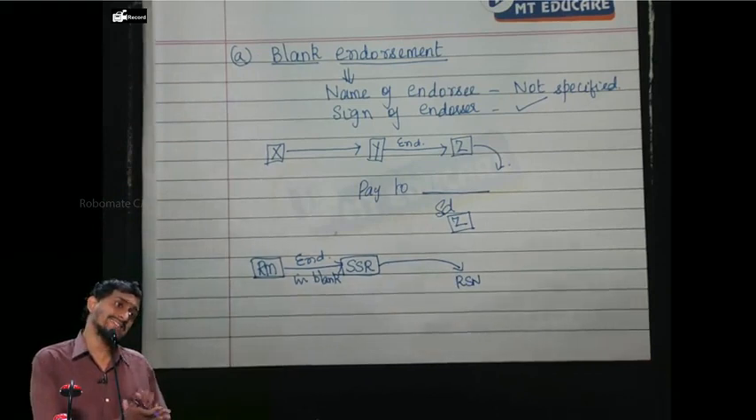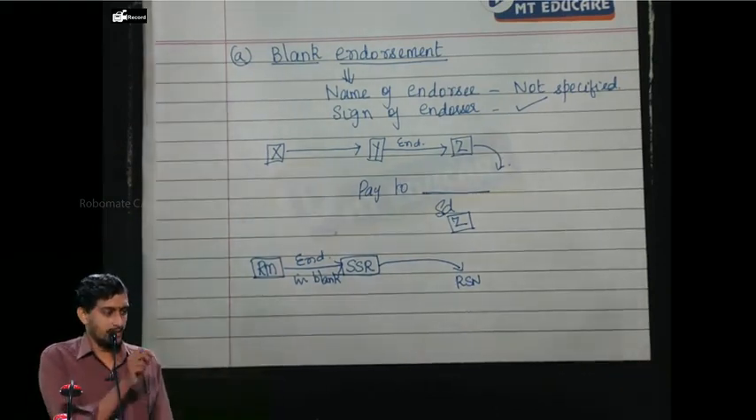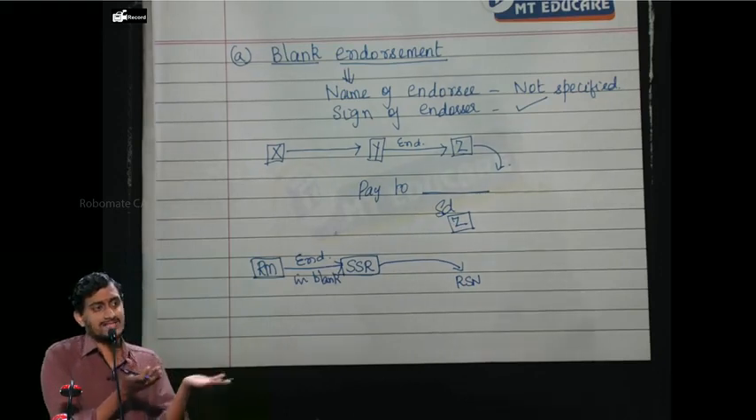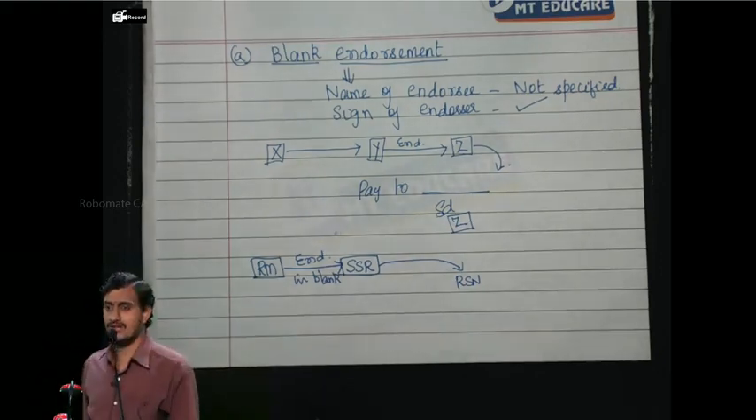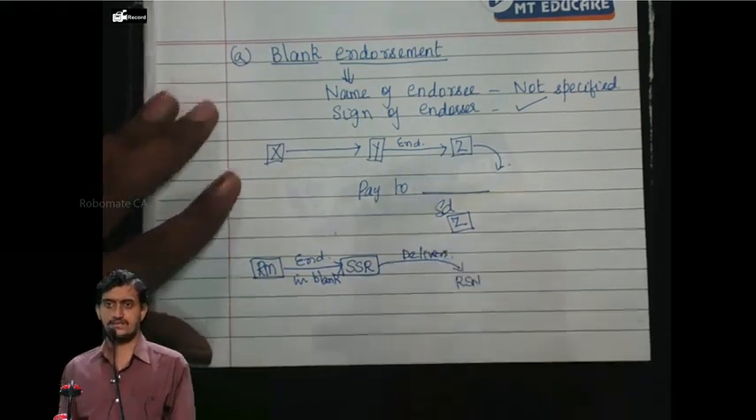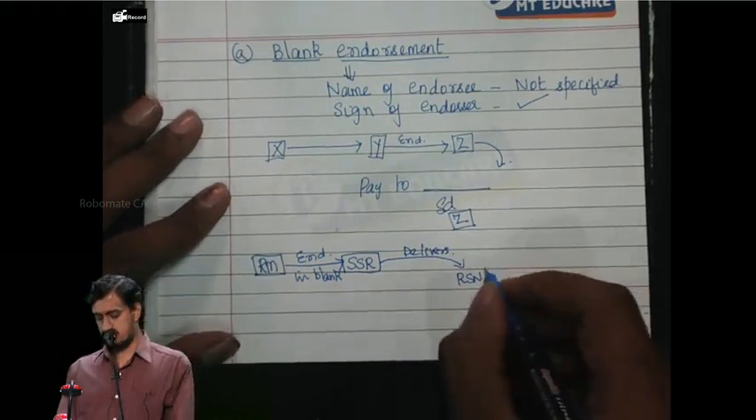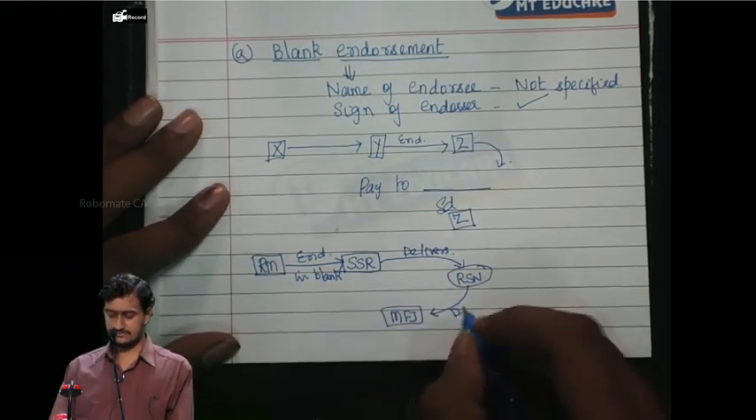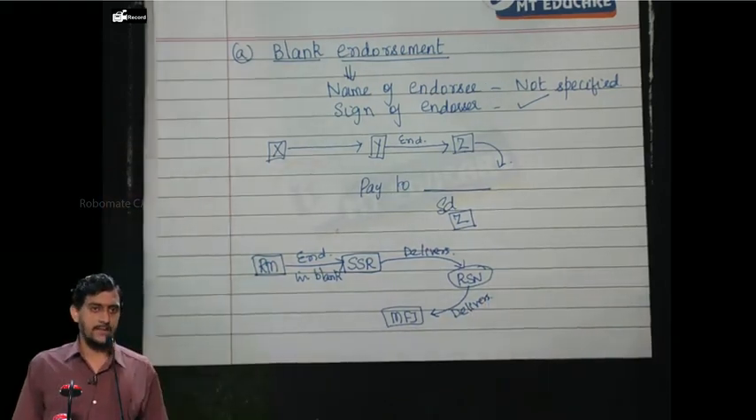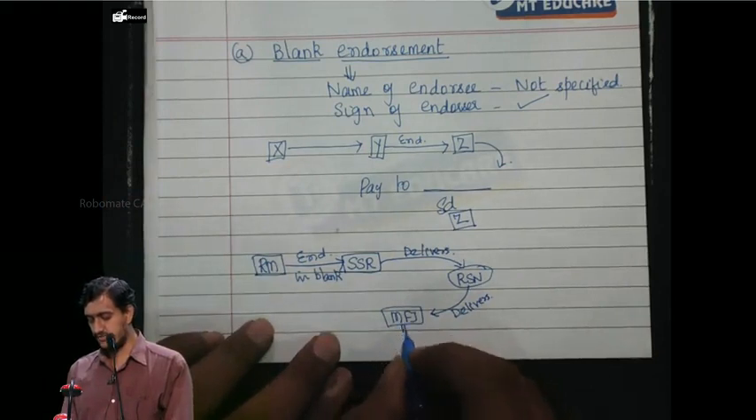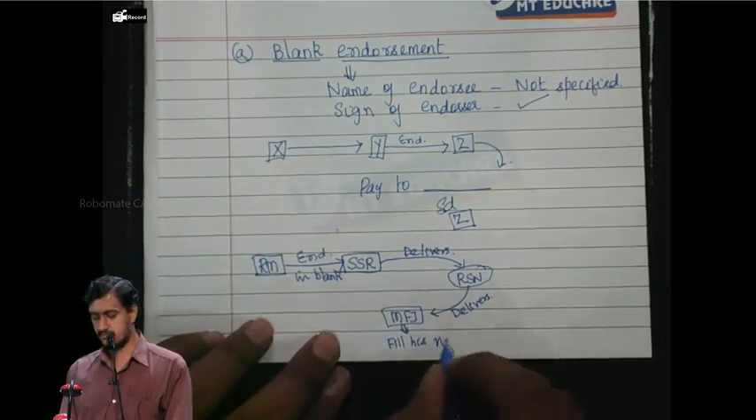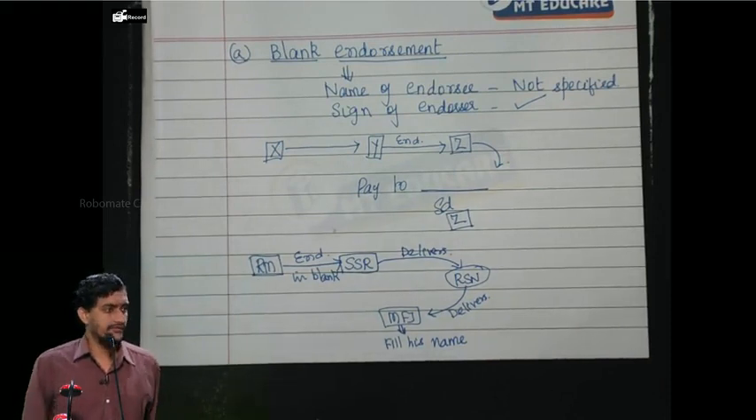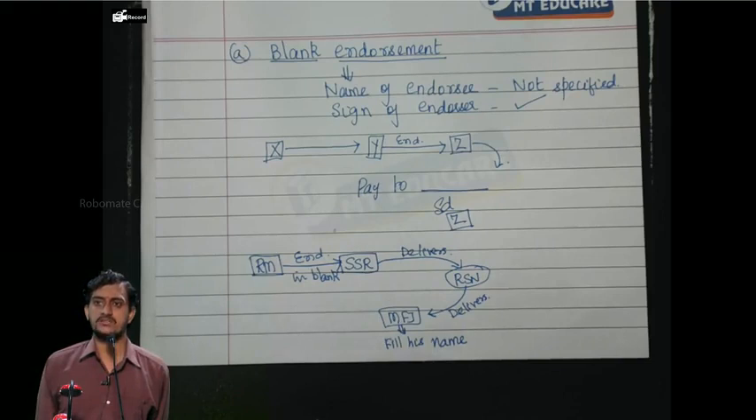Now you tell me how SSR sir will endorse this to RSN sir? He will put a sign or what will he do? Now this has become a bearer instrument, correct or not? Bearer instrument, how will you transfer? Delivery, correct or not? So SSR sir delivers this to RSN. RSN sir delivers this to MFJ. MFJ fills in his name.